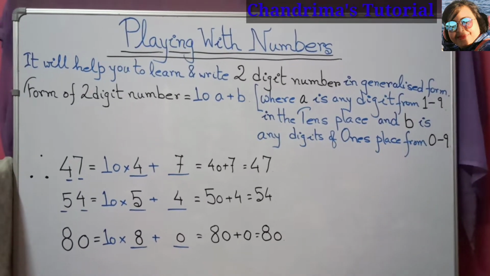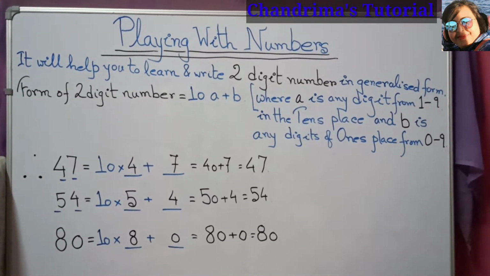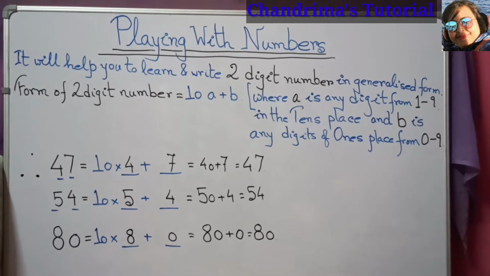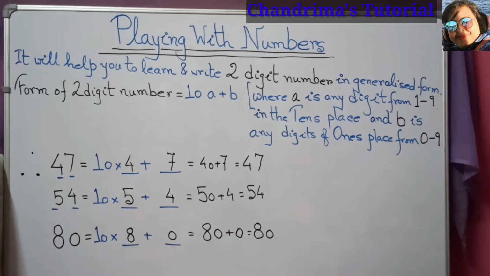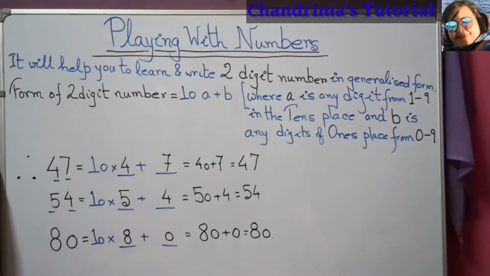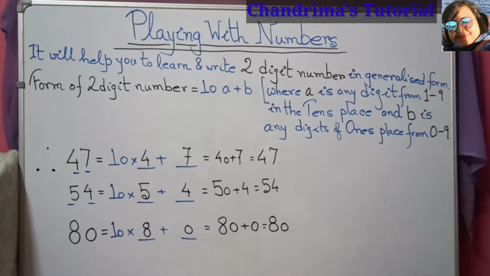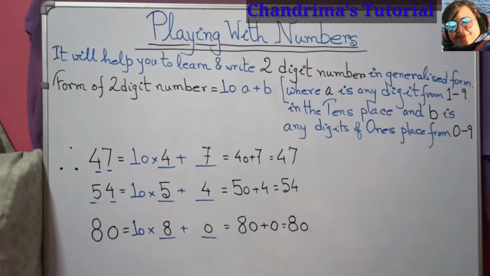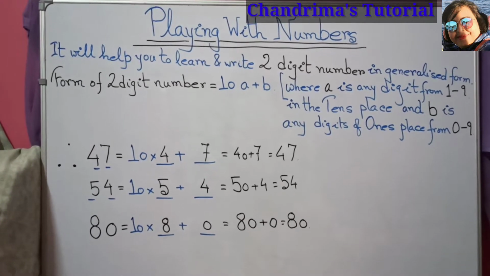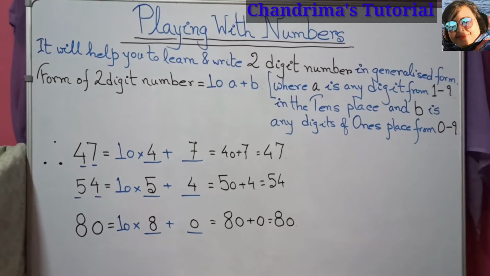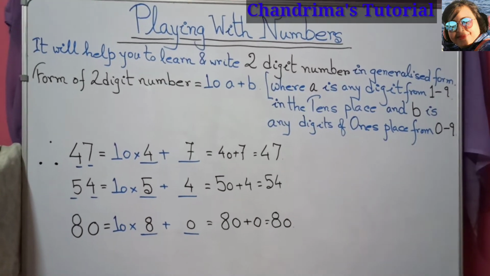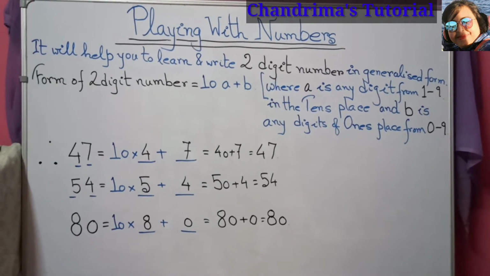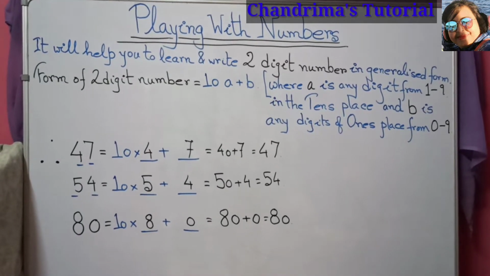I hope everyone can see the board totally. And before starting, what should we do? We should know at first the definition of playing with numbers. So see, playing with numbers, what does it help? It helps to learn and write a 2-digit number in generalized form. So what is then the formula? Then the formula is 10a plus b.